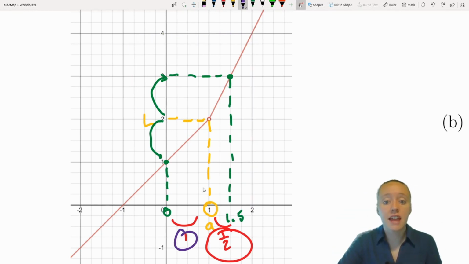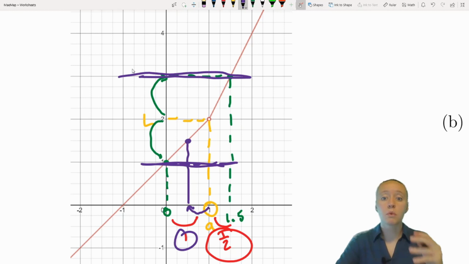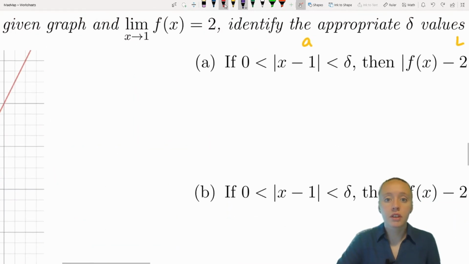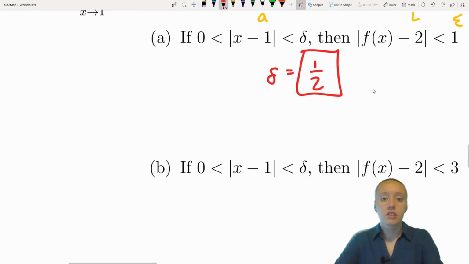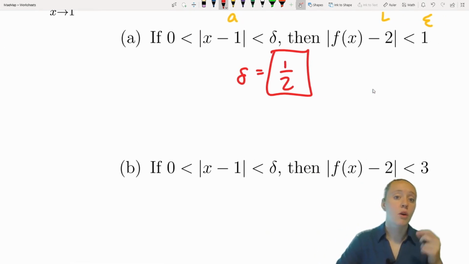So you can see that if indeed we took that smaller value and went 1/2 to the left, well, our function value still falls within that epsilon of 1. It falls between those bounds. So in the case of a, our delta value equals 1/2. So if 0 is less than the absolute value of x minus 1, which is less than 1/2, then that second half of that statement is always true.